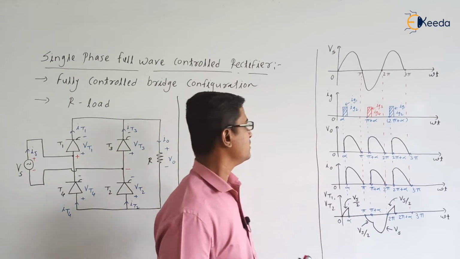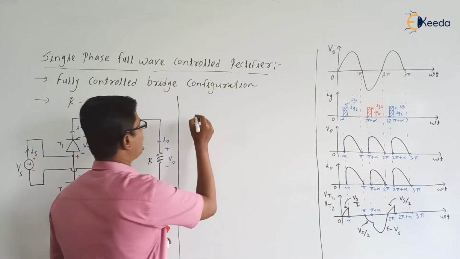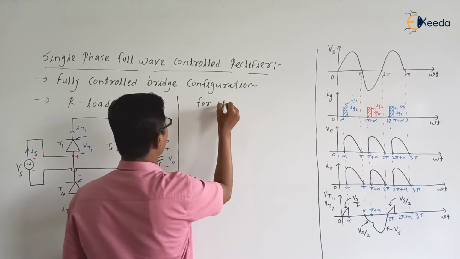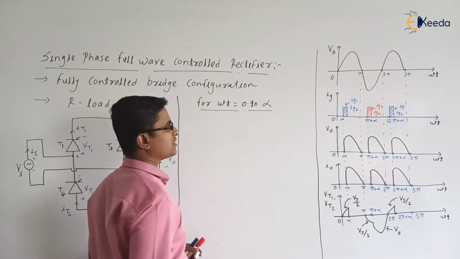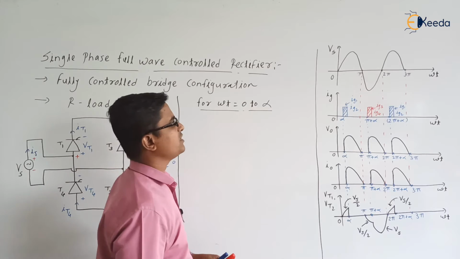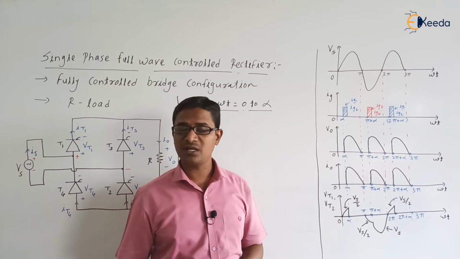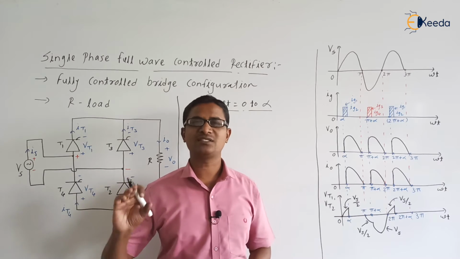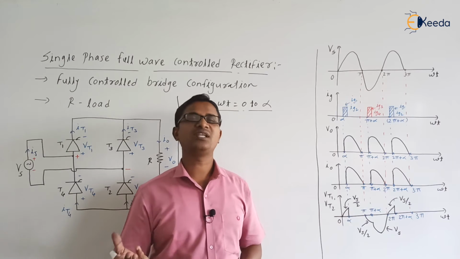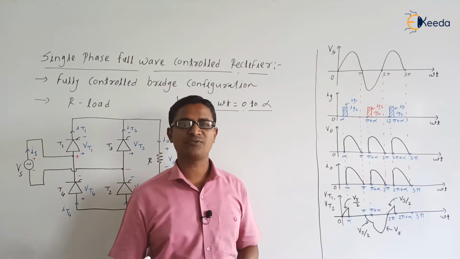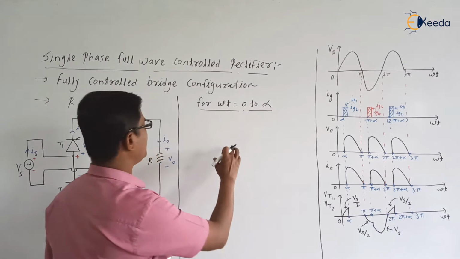Now let us discuss the circuit operation for the different intervals. First, for ωt equal to 0 to α, Vs is positive, so thyristors T1, T2 will be in the forward bias mode, but we have not applied the gate signal. So what will happen? Thyristors T1, T2 will be in the forward blocking mode. What about thyristors T3, T4? They are already in the reverse bias mode, so thyristors T3, T4 will be in the reverse blocking mode. Now the equivalent circuit during 0 to α.